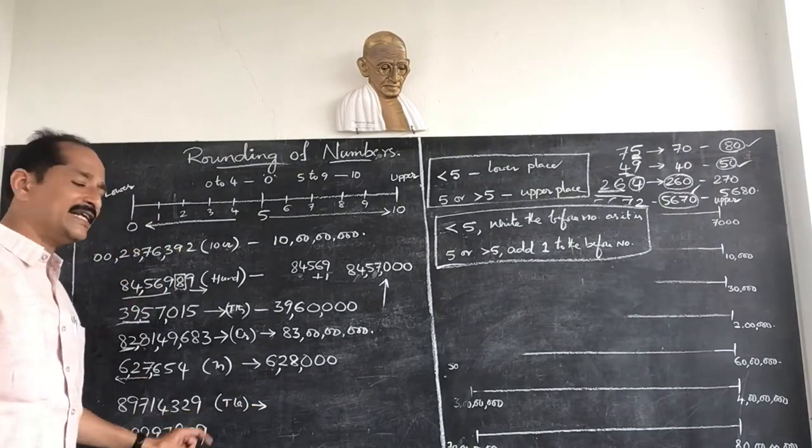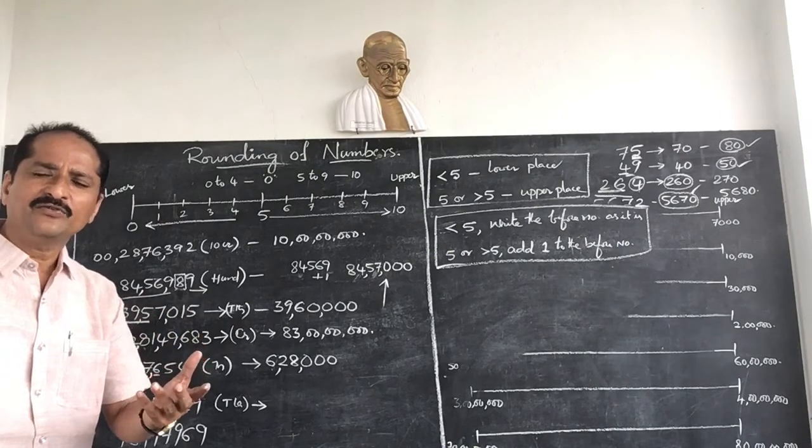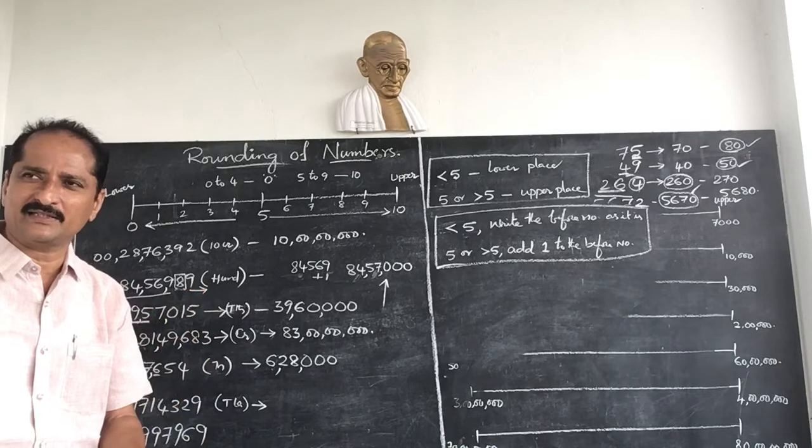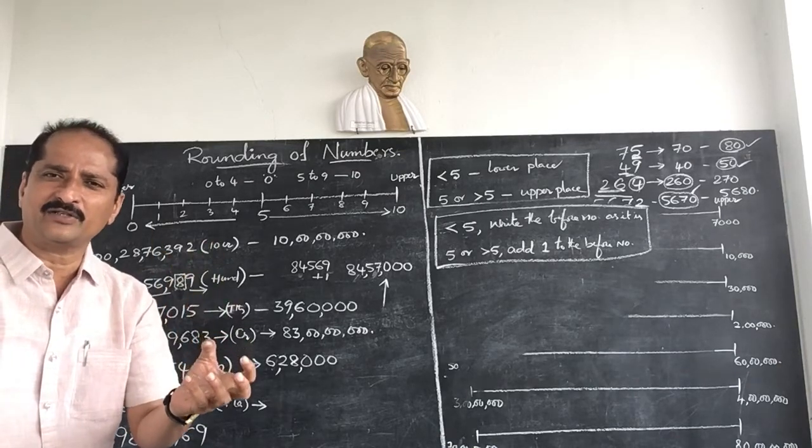Round off this number to the nearest 10 lakhs. So to round off this number to the nearest 10 lakhs, what we should see? We should see the next lower than 10 lakhs place. Next lower than 10 lakhs place is 1 lakhs place. Digit in 1 lakhs place you have to see.